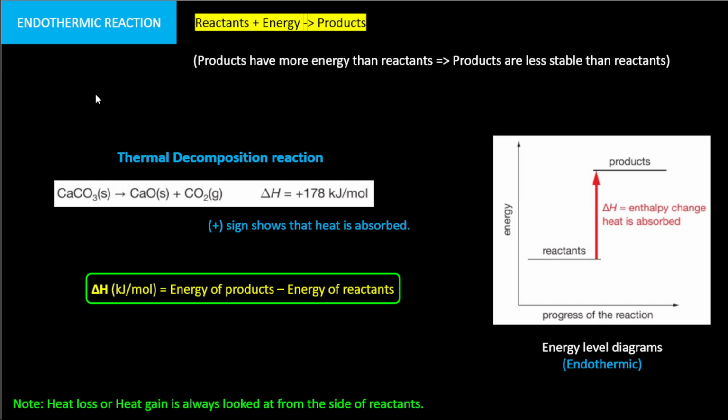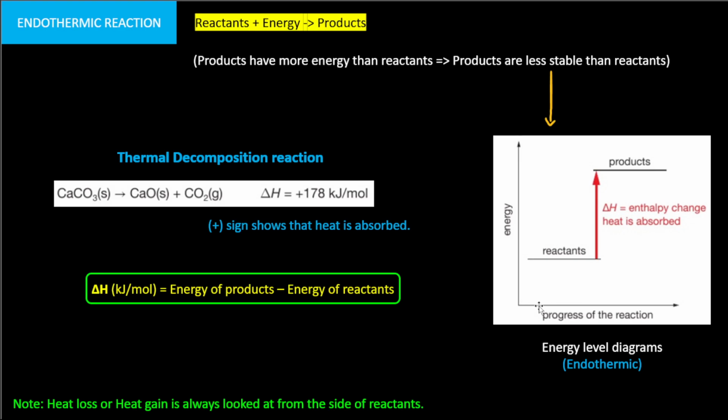Alright, endothermic reaction. In an endothermic reaction, the reactants will have less energy than the products. So let's put it this way: the products are going to have more energy than the reactants, meaning that in an endothermic reaction, the products are less stable than the reactants. That is why if we put it into an energy level diagram, we can see that the reactants will have lower energy while the products will have higher energy. So make sure that you know how to draw this, because in the exam they're going to ask you to draw this.